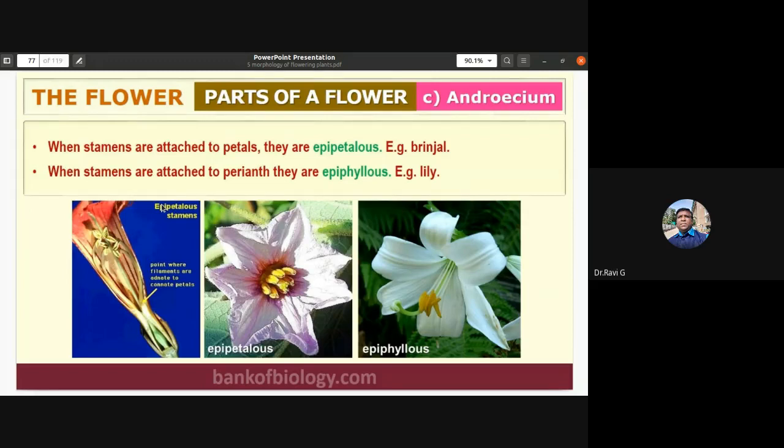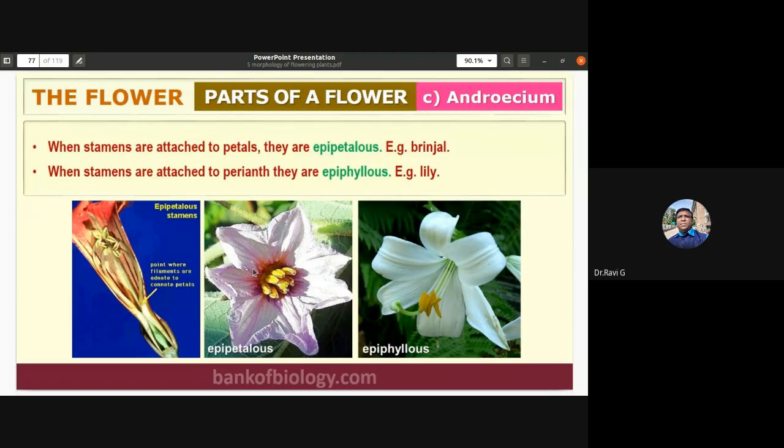Then there are some more terms they might ask you for 1 mark questions. When stamens are attached to petals, they are called epipetalous. Example, brinjal. So you can notice the brinjal flower here. When stamens are attached to the petals, we call it epipetalous. When stamens are attached to the perianth, like in lily flowers, they are called epiphyllous. Example, lily flowers. So both of them are given here.